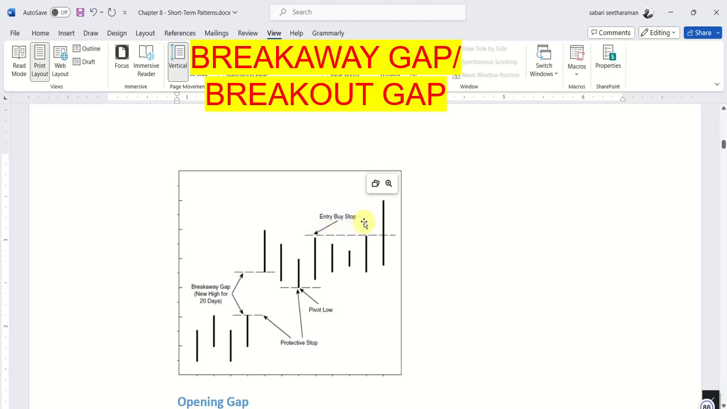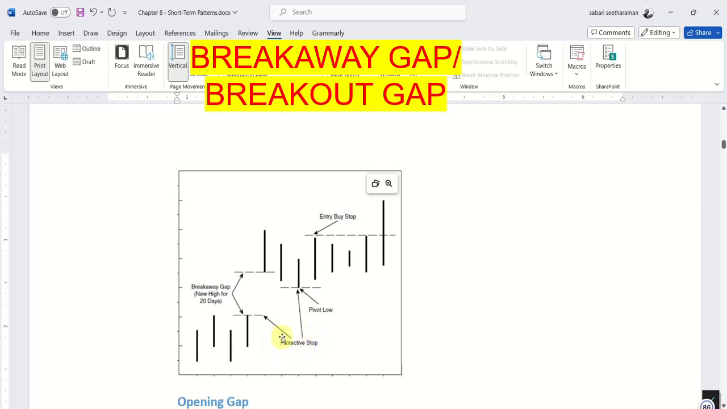What is an entry buy stop? We'll place a stop order. When the stop is triggered, we'll buy the position, we'll buy the stock or whatever it is. Where should we place the exit stop? At a point where the gap will be filled. If the gap is getting filled, if it is going in the reverse direction instead of going upward, in this example, we'll place a protective stop here.